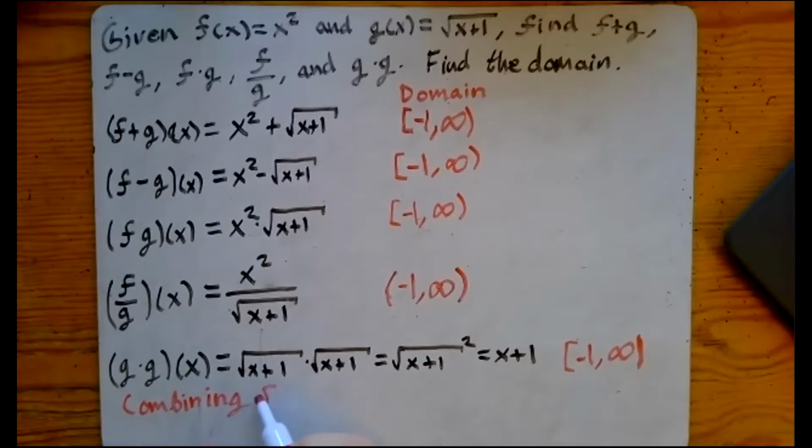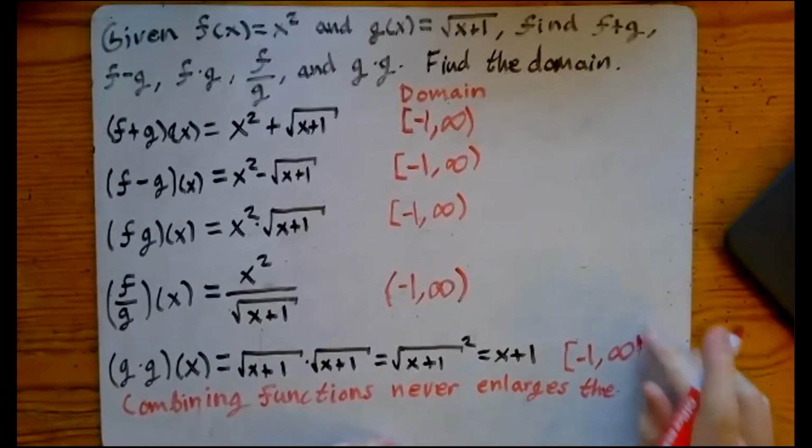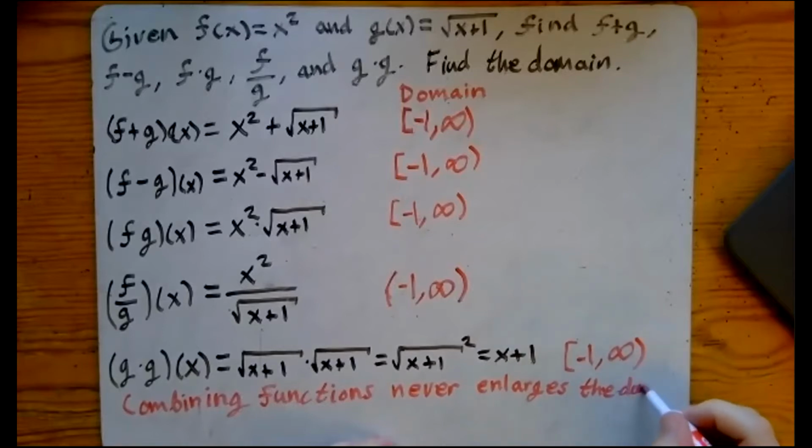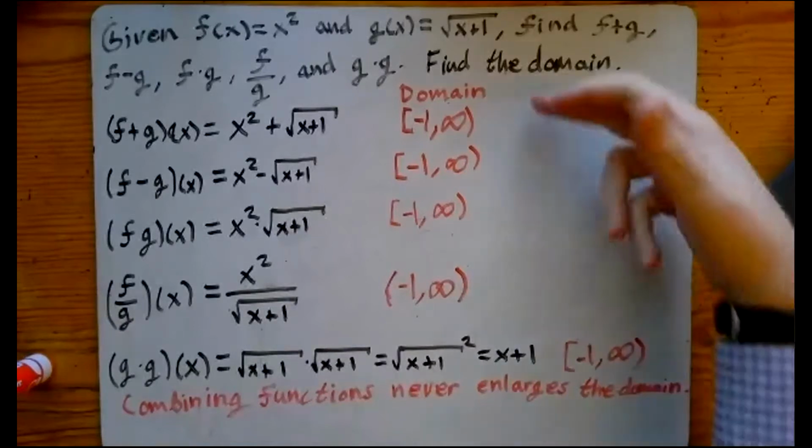So, combining functions never enlarges the domain. They can only make it more restricted. And that's really about it. To add functions together, you add them together. To subtract them, you subtract them. To multiply them, you multiply them. To divide them, you divide them. You just need to be careful of the domain restrictions.